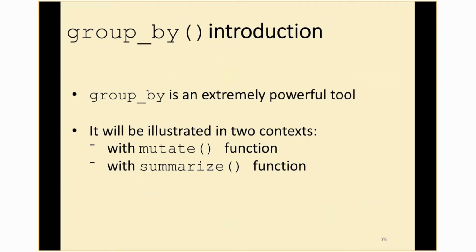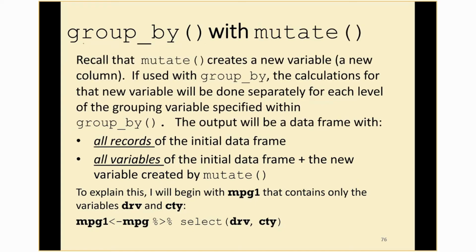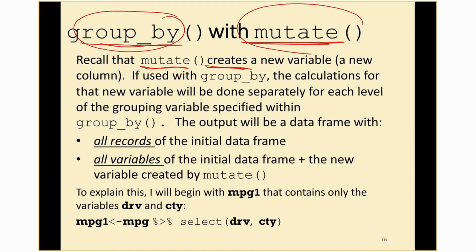Group by. Just an introductory slide to make the point that group by is really important, and it's used in 2 different contexts, with mutate and with summarize, and we'll begin using group by together with mutate. So, as always, mutate creates, but when group by is used with mutate, then the creation of this new variable is going to happen independently for the different levels of the grouping variable.